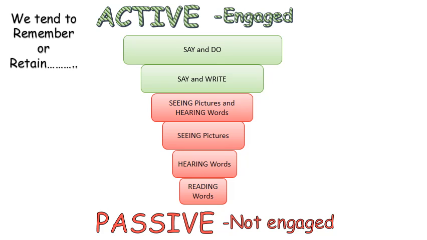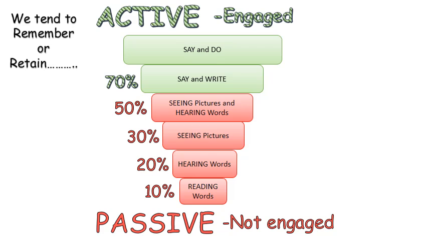When presented with new information, learners generally remember or retain 10% of what they read, 20% of what they hear, 30% of what they see, 50% of what they see and hear, 70% of what they say and write, and 90% of what they say and do.